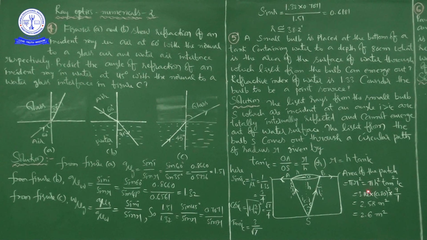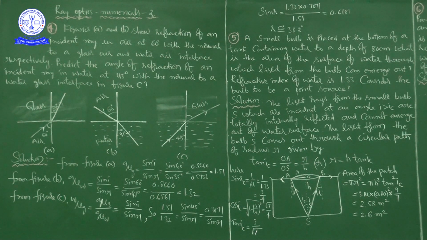And pi is 3.14, but r is equal to h tan IC. Since square is there, it is h square tan square IC, and h is already known, 80 centimeters, which you can write as 0.80 meters. Square is there, and tan IC is equal to 3 by root 7, so tan square IC means 9 by 7. That is equal to 2.58 meter square. This is the area of the patch, approximately 2.6 meter square. 2.58 means rounding off.